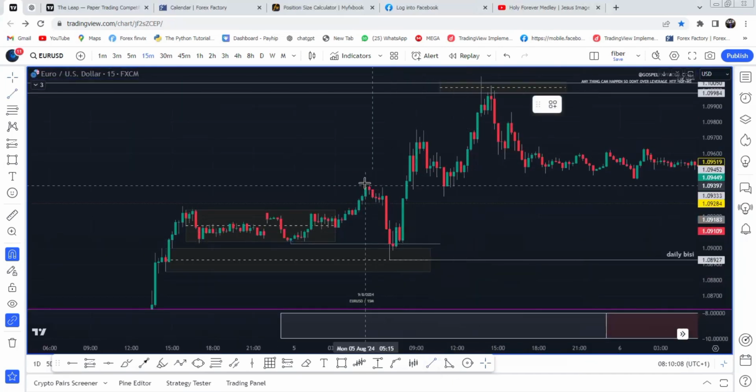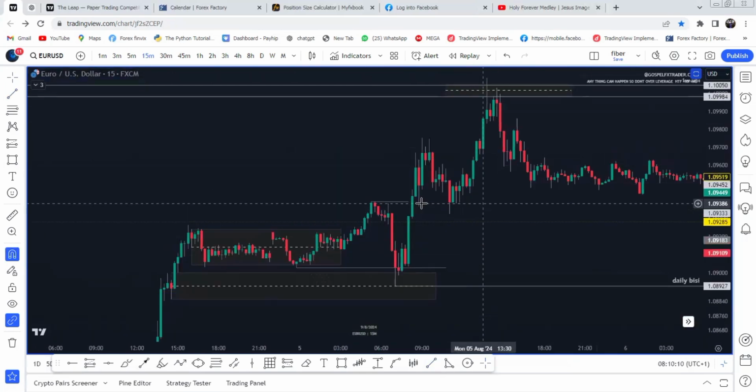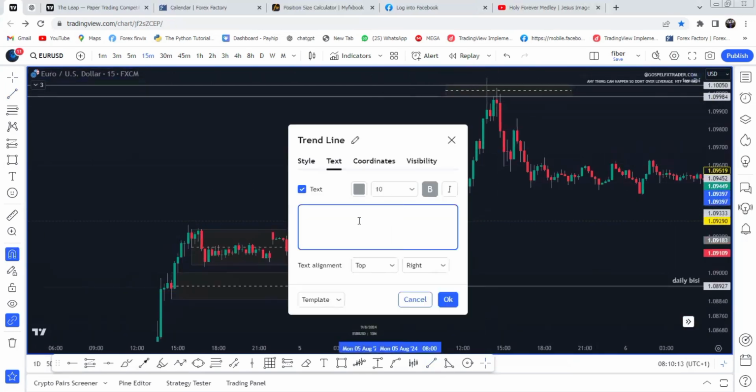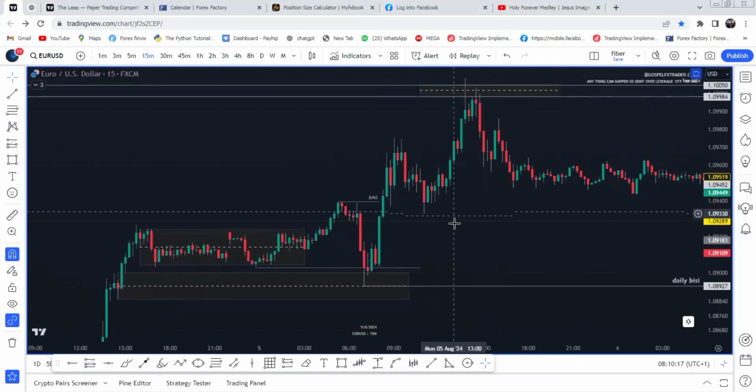So this is going to be our valid break of structure. This is our valid break of structure, because it is in line with the trend. It is in line with the draw on liquidity.